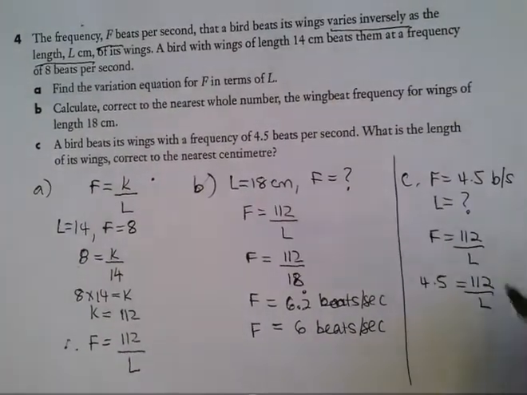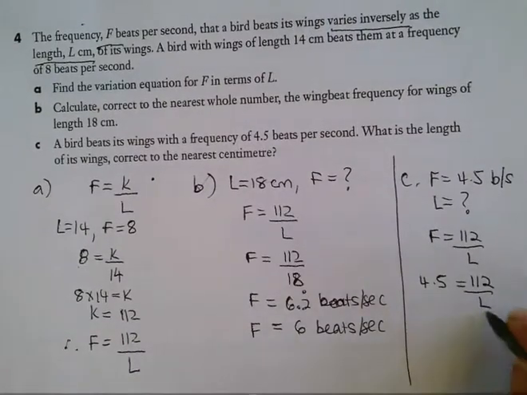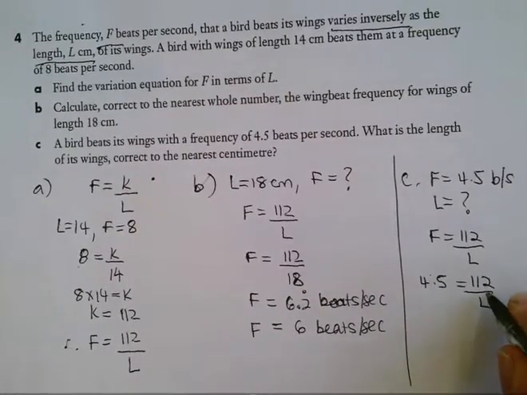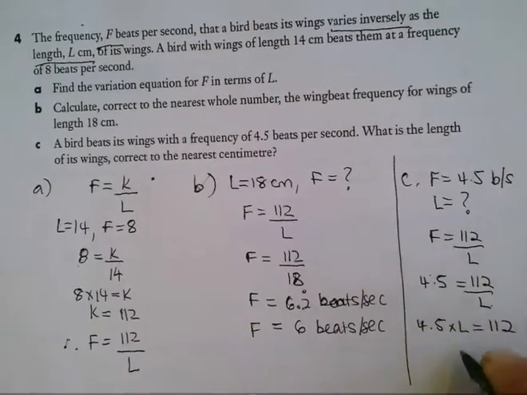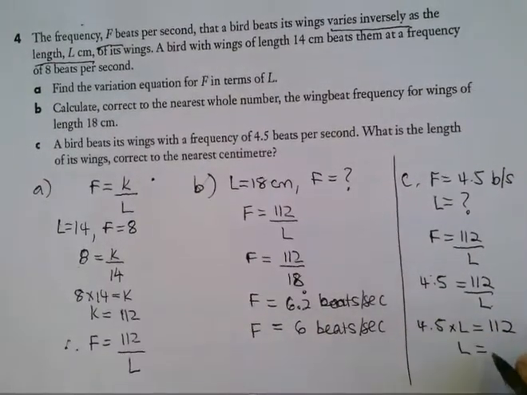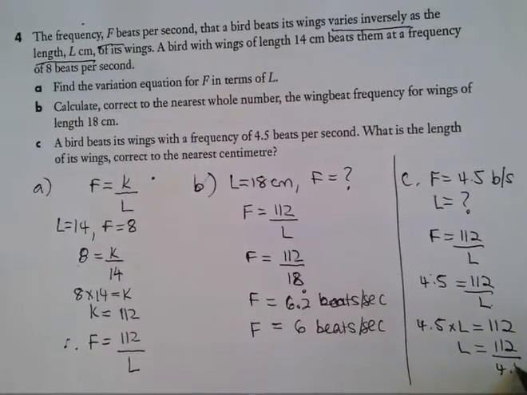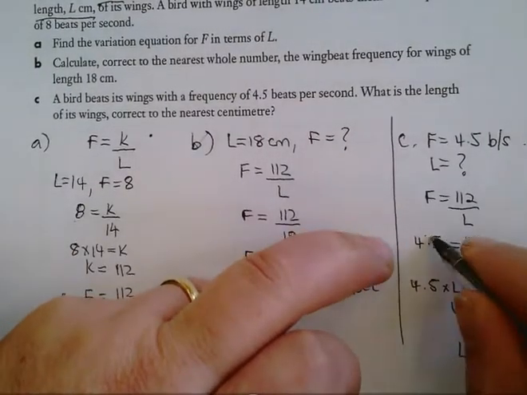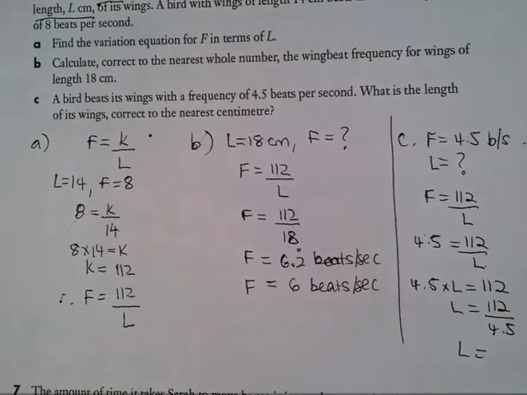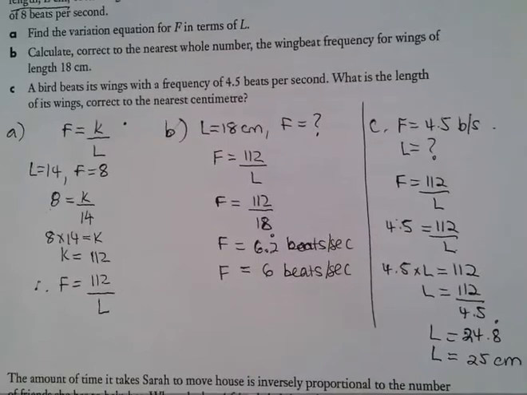Now, a quick way of doing this is to swap across the equal sign. The L goes there and the 4.5 comes down here. Or the inverse operation of dividing by L is to times by L. And then to get L on its own, the inverse operation of multiplying by 4.5 is to divide by 4.5. If you compare this line with that, we can see the L and the 4.5 have been swapped. So 112 divided by 4.5 is 24.8 recurring, which is 25 centimeters, the length of the wings, to the nearest centimeter.